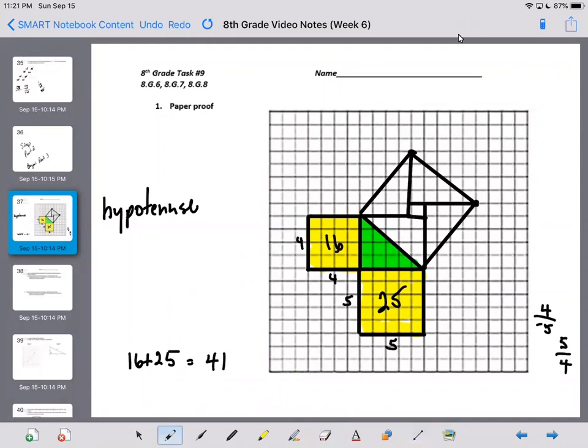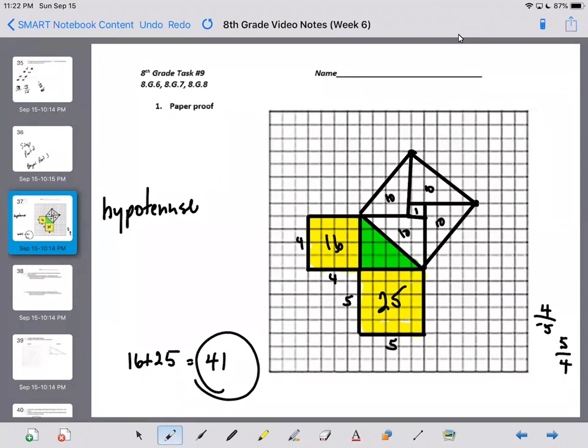Now this triangle right here is a 4 by 5. So 4 times 5 is 20, and half of 20 would be 10. So we know that each of the triangles is going to be 10. And then what we have here in the middle is a 1 by 1. So that's 10, that's 10, 10, and 10. There's your 10, 20, 30, 40, 41, which would match the sum of the 16 and 25. So that's just one example of a proof of the Pythagorean theorem.